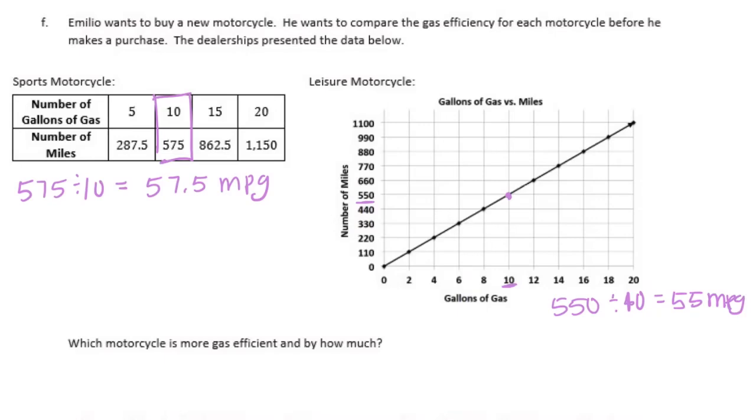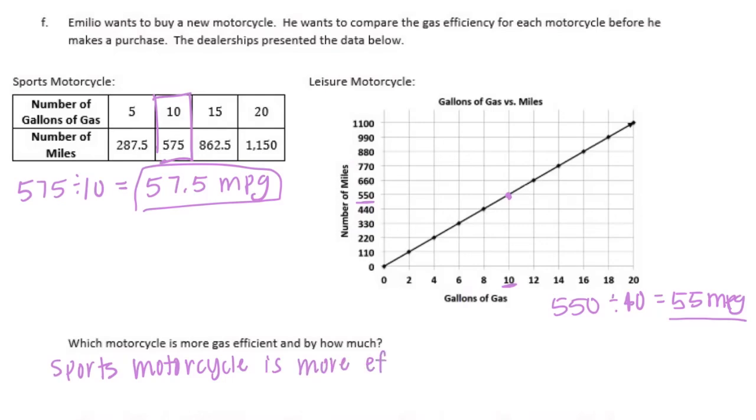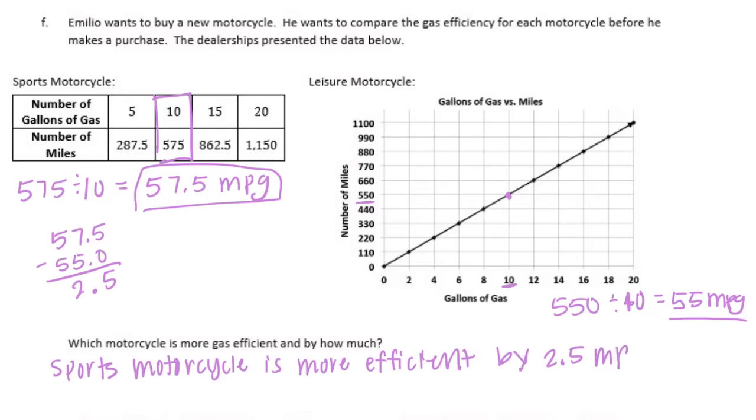So which motorcycle is more gas efficient and by how much? So which are you getting more miles per gallon, 55 or 57 and 5/10? So it would be 57 and 5/10. So we can say the sports motorcycle is more efficient by, and if we subtracted those, 57 5/10 minus 55, we would get by 2.5 miles per gallon.